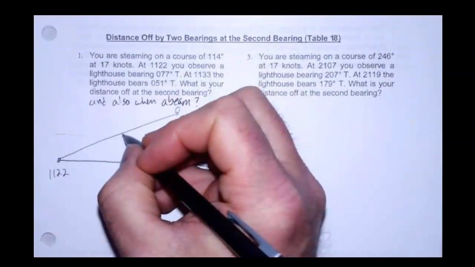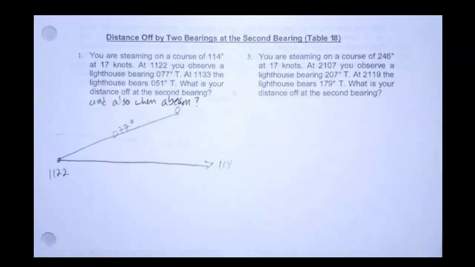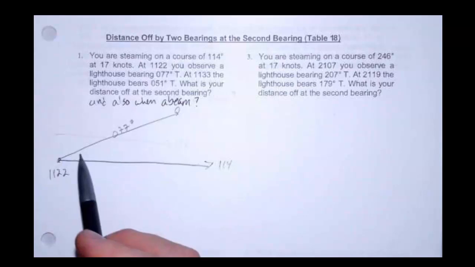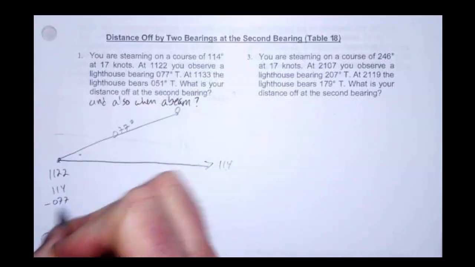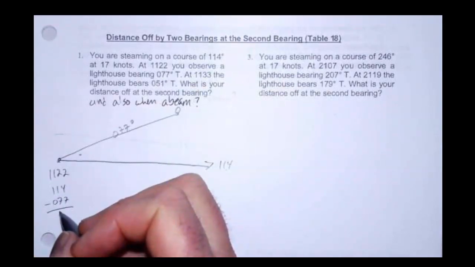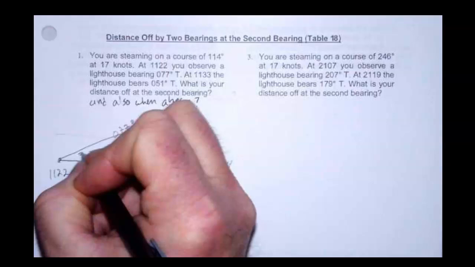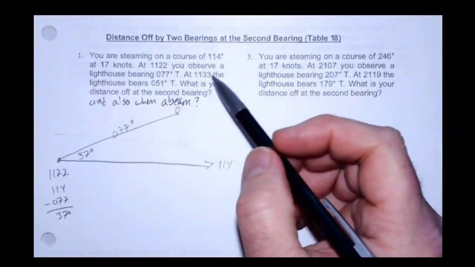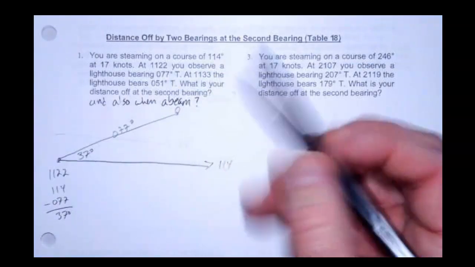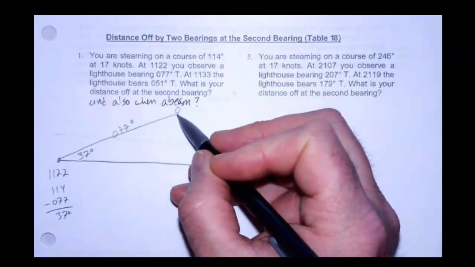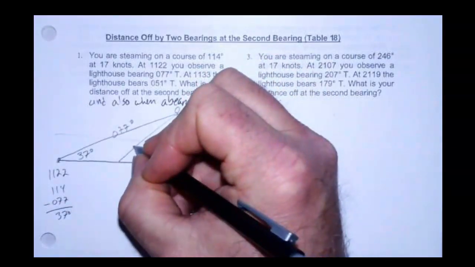And the light bore 077 degrees. So the first thing I want to do is calculate this little angle right here. That's going to be 114 minus 077, and that equals 37 degrees. So this angle right here is 37 degrees. Now, at 11:33, the lighthouse bears 051. So now I'm going to draw a line here that's something like this. That direction there is about 051 degrees.